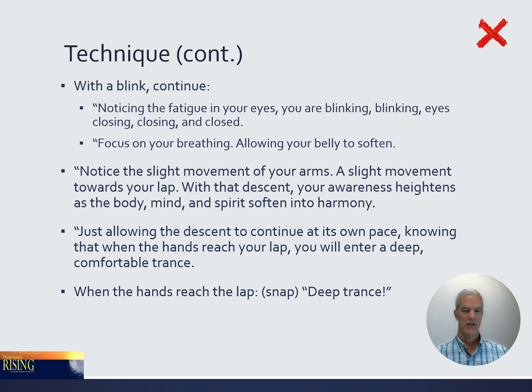With a blink, continue. Notice the fatigue in your eyes. You are blinking, blinking, eyes closing, closing and closed. Focus on your breathing, allowing your belly to soften. Notice the slight movement of your arms, a slight movement towards your lap. With that descent, your awareness heightens as the body, mind, and spirit soften into harmony. Just allowing the descent to continue at its own pace, knowing that when the hands reach your lap, you will enter a deep, comfortable trance. When the hands reach the lap, deep trance.